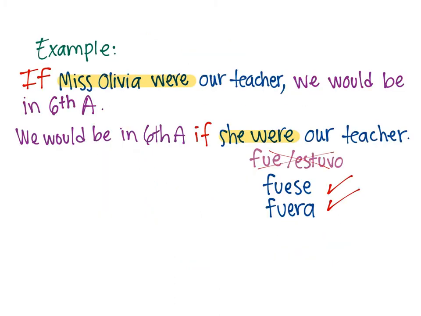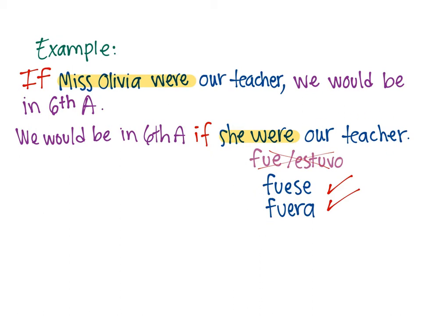Let's pay attention to an example here. It says, if Miss Olivia were our teacher, we would be in 6th A. Let's invite the author of the sentence. We would be in 6th A if she were our teacher. So, this were is not si ella fue o si ella estuvo nuestra maestra. That's not the correct translation of it. The correct translation would be si ella fuese o si ella fuera nuestra maestra.